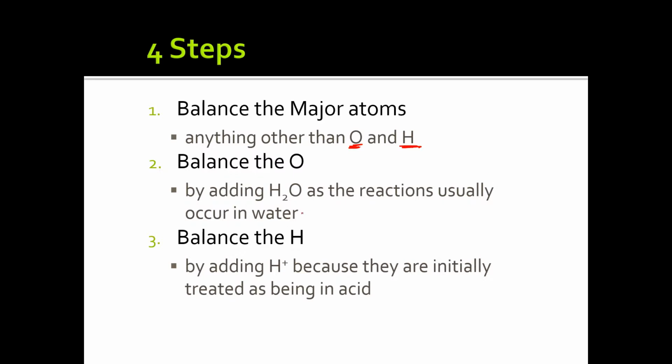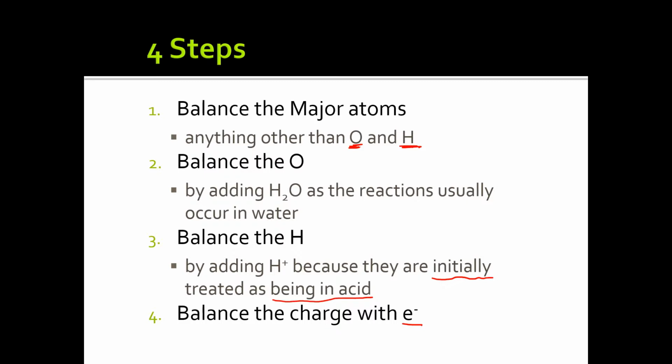The next step is to balance the hydrogens by adding H pluses, because usually they are treated as being in an acid. This isn't always the case, but initially we treat them as being in an acid. So the acid becomes a source of H plus ions. And then finally, the last step in balancing this half reaction is to add electrons as necessary to balance the charge.